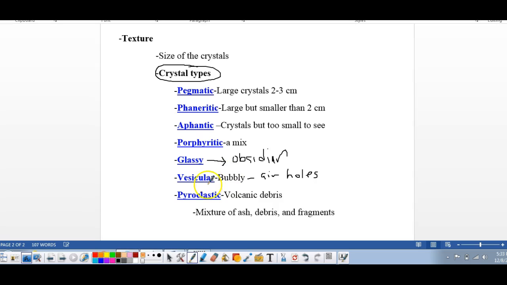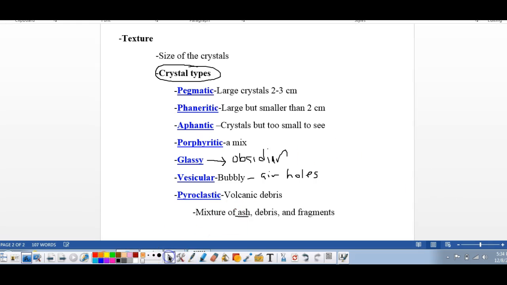And then pyroclastic. So these are rocks that are ejected when a volcanic eruption occurs. And this can be like ash or other rock, and small fragments of the rock that's ejected when the volcano erupts, or whatever the tectonic activity that's occurring.